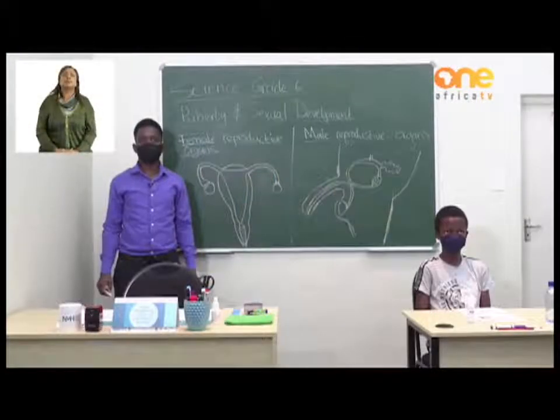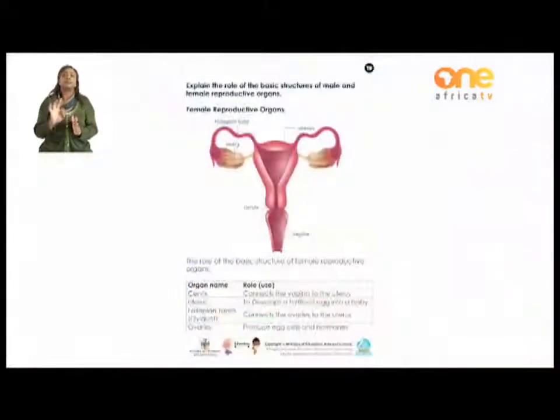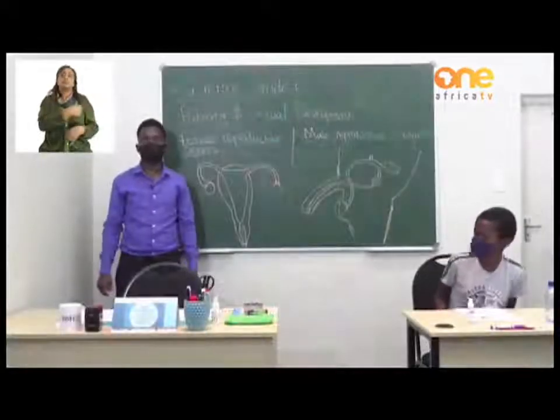Let us now turn to page 19, where we will look at the female reproductive organs. Remember here that we are expected to describe the role of the basic structures of a male and female reproductive system. Let us turn to the chalkboard so we can discuss this in detail.